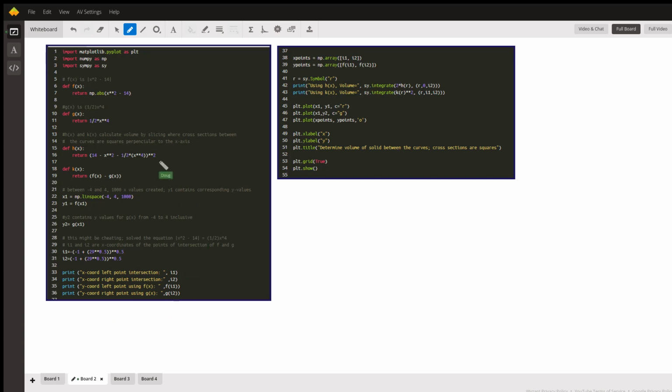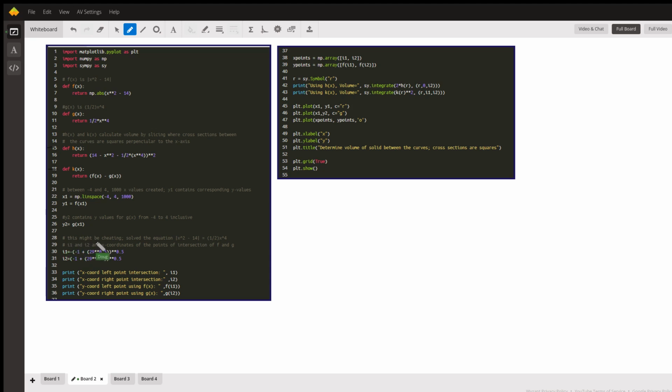Here's kind of what the Python code looks like. I put some comments in here. F of x is the absolute value of x squared minus 14. G of x is 1/2 of x to the fourth. These are the functions that I use to integrate h of x and k of x. X sub 1 is a set of 1,000 x values between -4 and 4, and then y sub 1 is f of x sub 1. So that allows us to plot that graph that you saw. And y sub 2 is g of all those x sub 1 values.